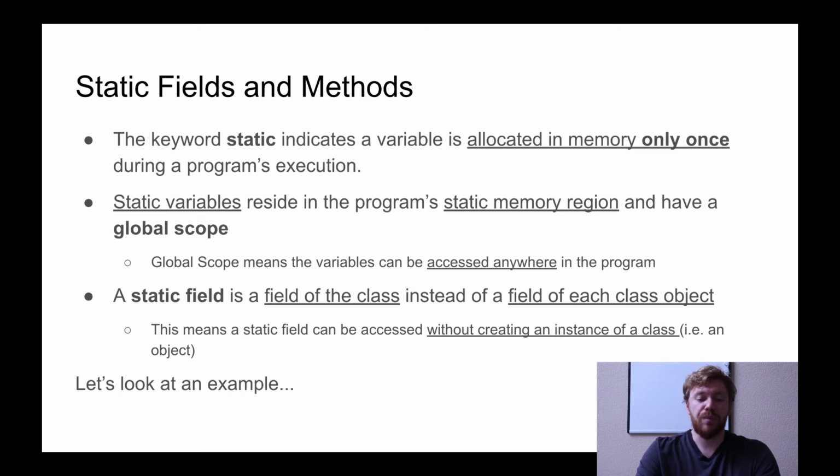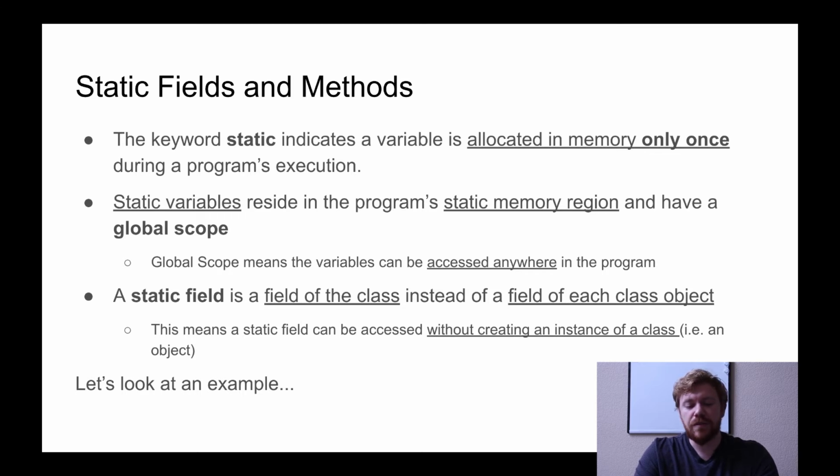So what is a static memory region? Well, intuitively, it's a region where static variables exist. But we'll actually talk about that in more detail when we get to the program memory regions section of this lecture. So for now, we'll just skip that. And what is global scope? Well, we've already covered this in past lectures, right? The difference between global scope and local scope, and I believe I even used static variables for this global scope in Java. But yeah, so global scope means the variables can be accessed anywhere in the program.